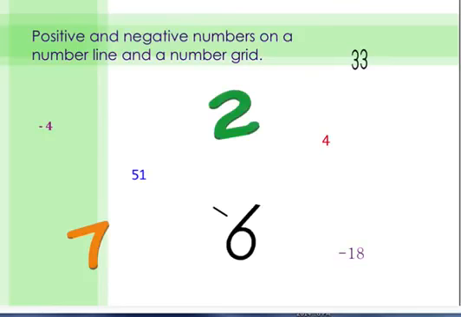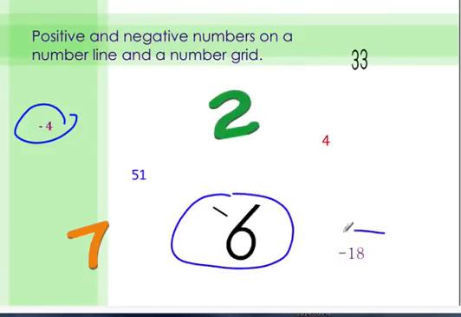Today's video is on positive and negative numbers on a number line and on a number grid. On the first page here I have a bunch of numbers listed and I want you to take a look at them. I want you to identify the negative numbers. How do we identify negative numbers? Those numbers are written with our negative symbol in front. So if you said this is negative, this is negative, and this is negative, you would be correct.